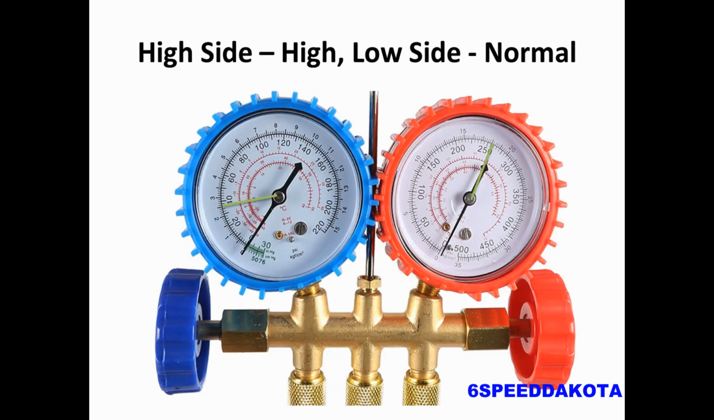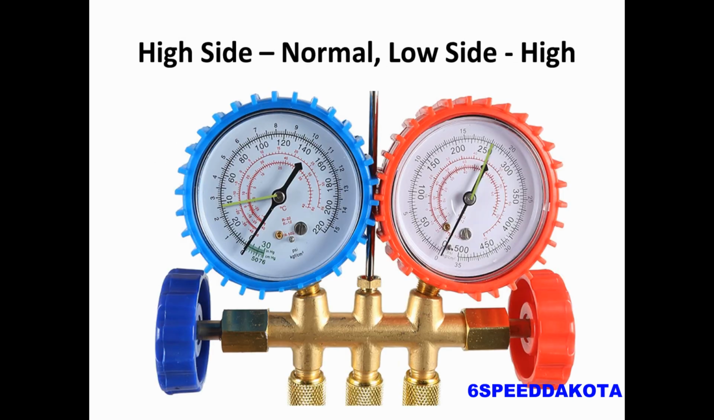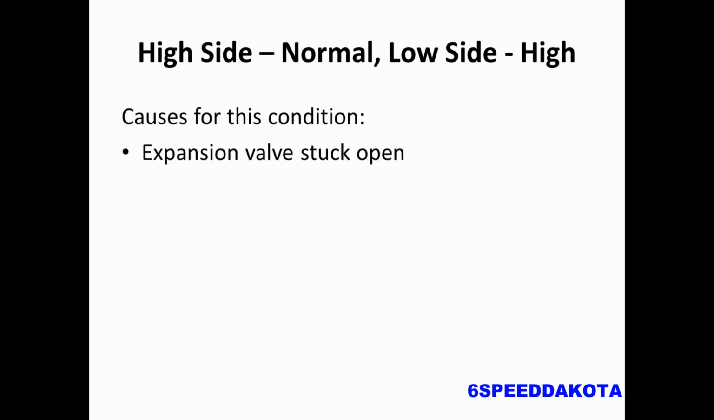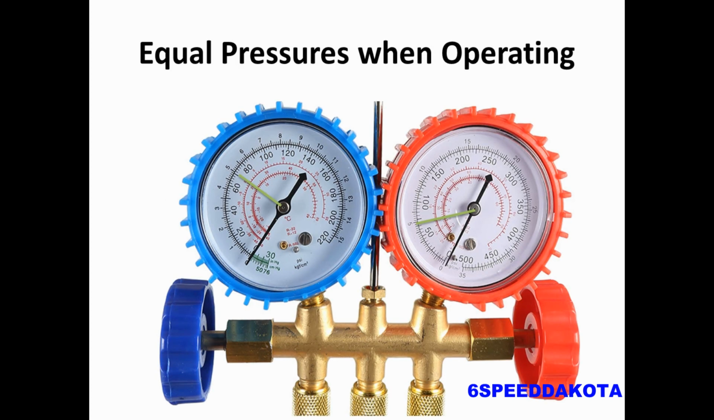If our high side is high and our low side is normal, the most common cause for this is air in the system. If our high side is normal, but our low side is high, a common cause for this is that our expansion valve is just stuck. Another thing is that our capillary tube, with our little temperature sensing bulb, may not actually be making proper contact with the evaporator, again causing the expansion valve to remain closed.